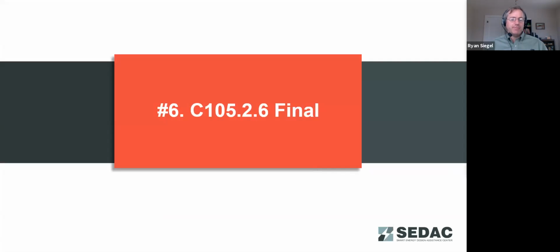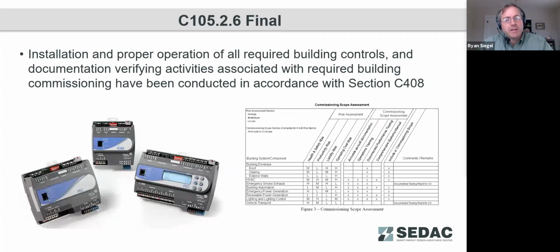So that's a lot of electrical. Again, a lot of this is going to be focused on commissioning, which we'll talk about in a little bit. So moving on to our final inspection. One of the aspects of the final inspection is making sure that all the proper building controls and documentation are in place and available. It also calls out that the commissioning has to have been conducted by this time.